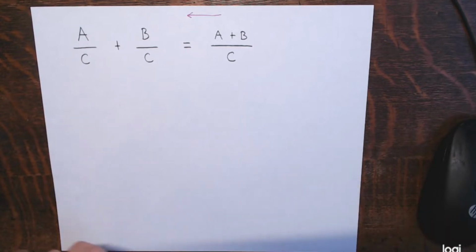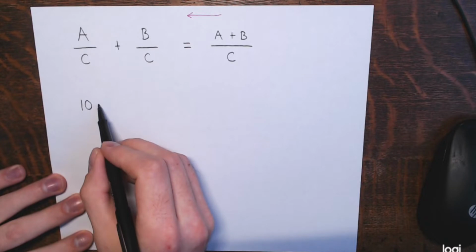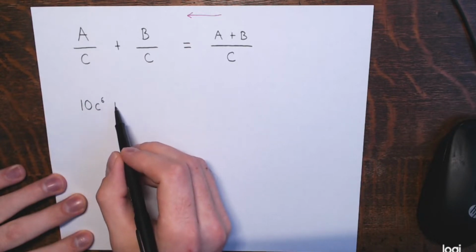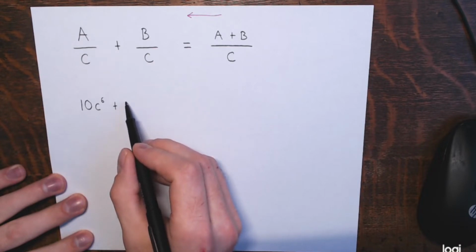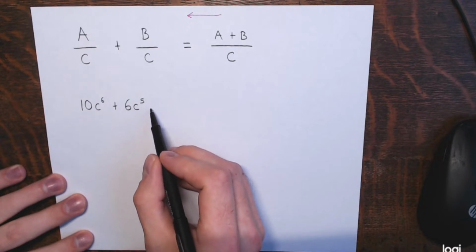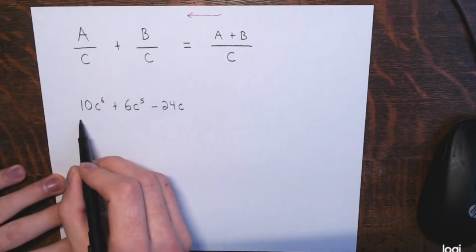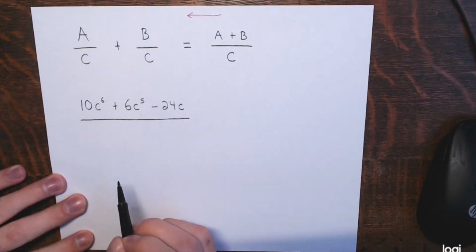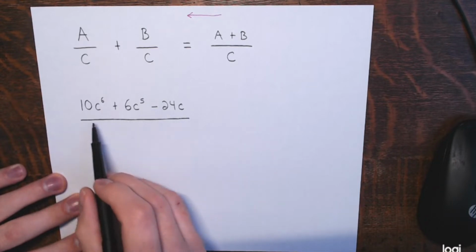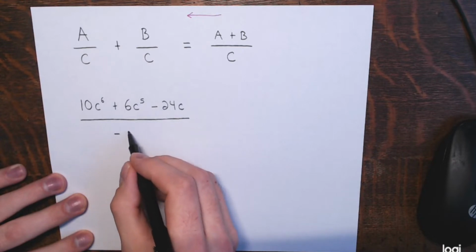Alright, so the question we're given first is this. We have in the numerator, the dividend, 10c to the 6th plus, and then the second term is 6c to the 5th, and then plus negative 24c is the third term. There's a trinomial in the numerator, or as the dividend. And then again, the division symbol can be turned into a big fraction bar. This is divided by, and the denominator is just a monomial, just negative 1c to the 4th.